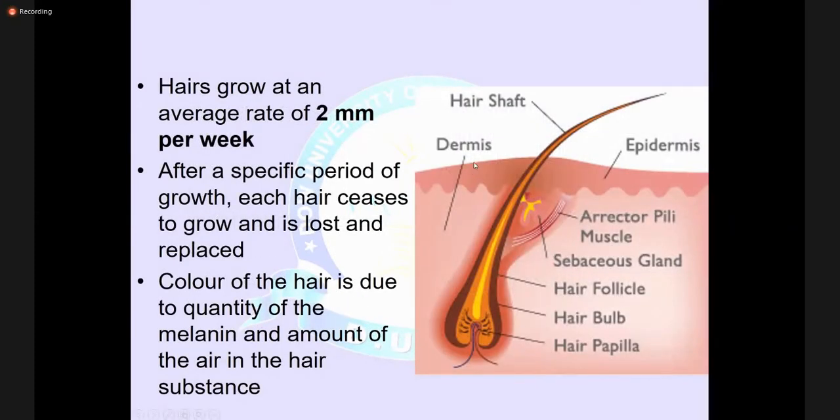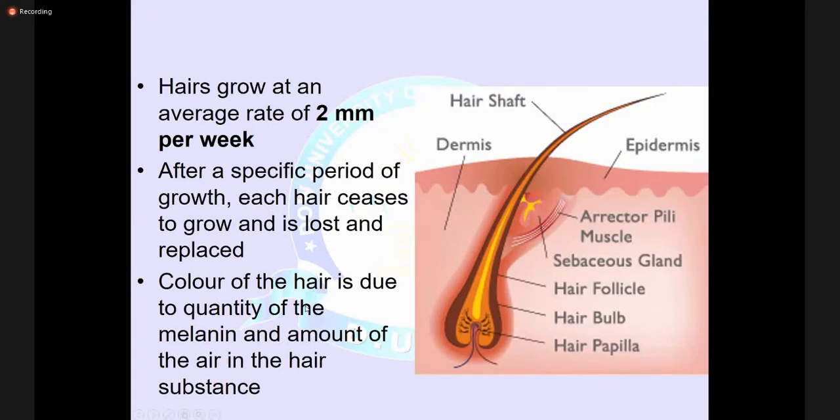Now this is the diagrammatic presentation. We are having the epidermis, then dermis, and then these are the structures. And so this is the hair follicle. The lower part is named the hair bulb. And the hair bulb at the bottom is provided with the hair papilla, right? So hair grows at an average speed of 2 nanometer per week. After a specific period of growth, each hair ceases to grow and is lost and replaced.